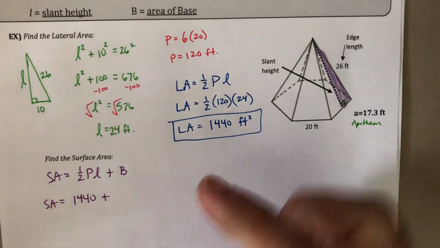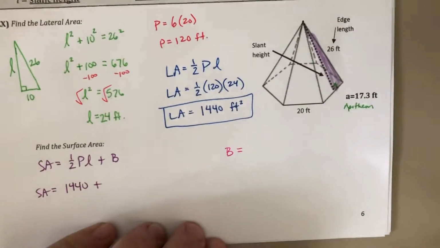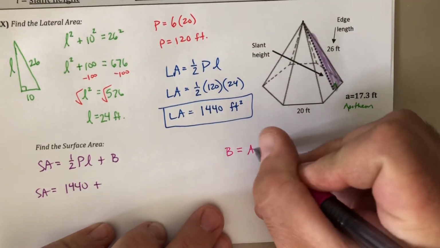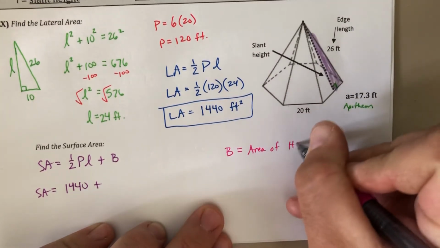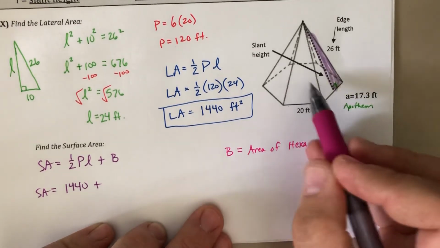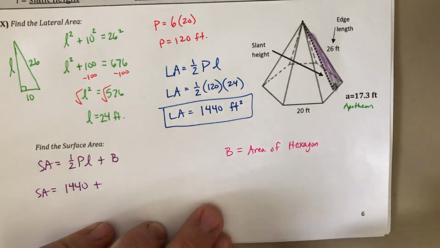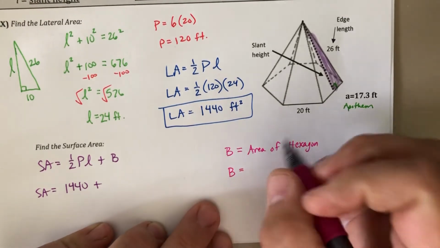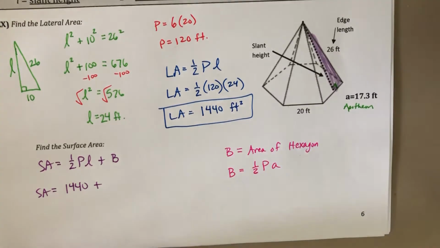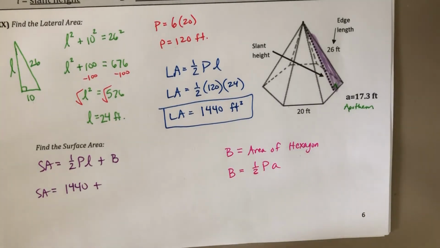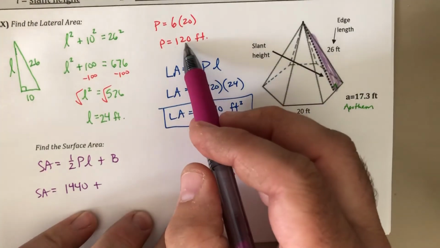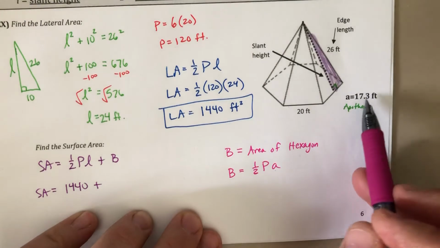We got to find what capital B is. Okay, well, remember, capital B stands for the area of the base, right? And right now, the base is the hexagon, so the area of the hexagon is our base area. And to find the area of the hexagon, we do 1/2 times the perimeter times the apothem, right? This is back to last chapter, so keep those notes handy. 1/2 times perimeter. Now, the perimeter is nice. We already found it, the 120. The apothem was given.